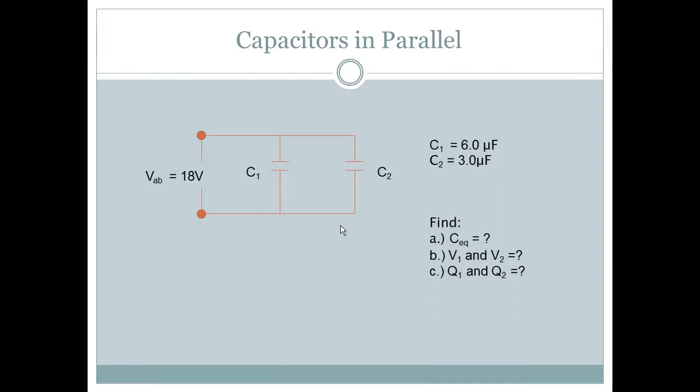Okay, so let's consider again this problem. We have C sub 1 again as 6 microfarads, C sub 2 as 3 microfarads. They are connected in parallel to a voltage source of 18 volts. So again, we are asked to find the equivalent capacitance, the voltage across each of the given capacitors, and the charge that would accumulate on each of the capacitors.